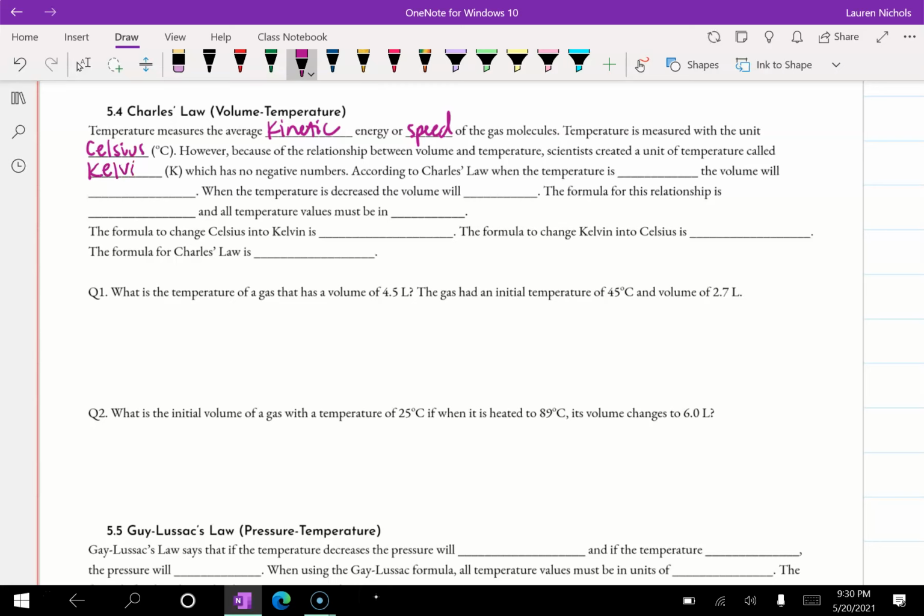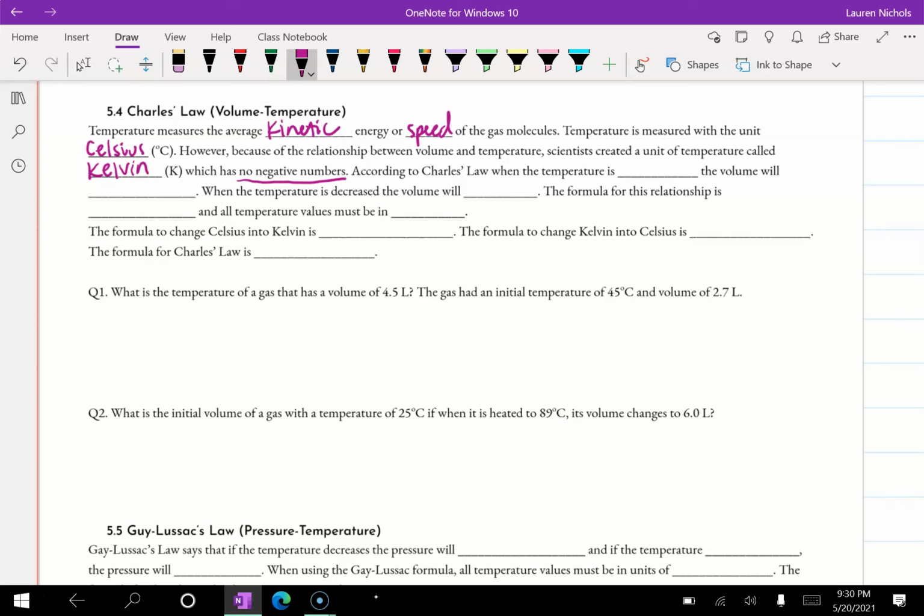It's named after the guy who did it. And the key thing is that Kelvin has no negative numbers. So with Fahrenheit and with Celsius, you can have -8 degrees Celsius, -32 degrees Fahrenheit. They all have negatives. Kelvin doesn't. It starts at 0 and it can only get higher than that.